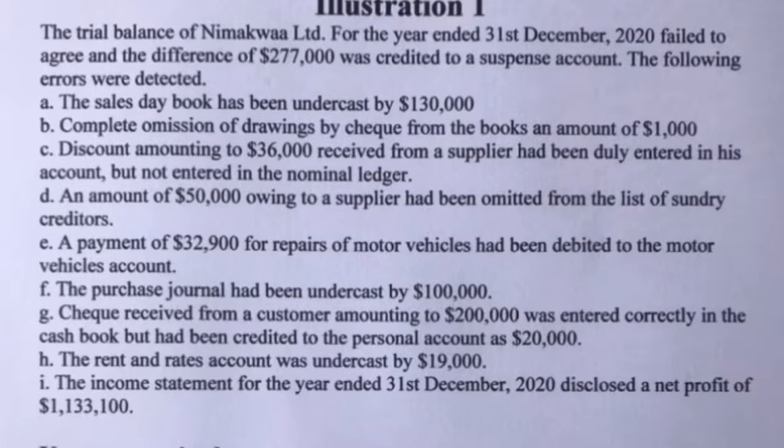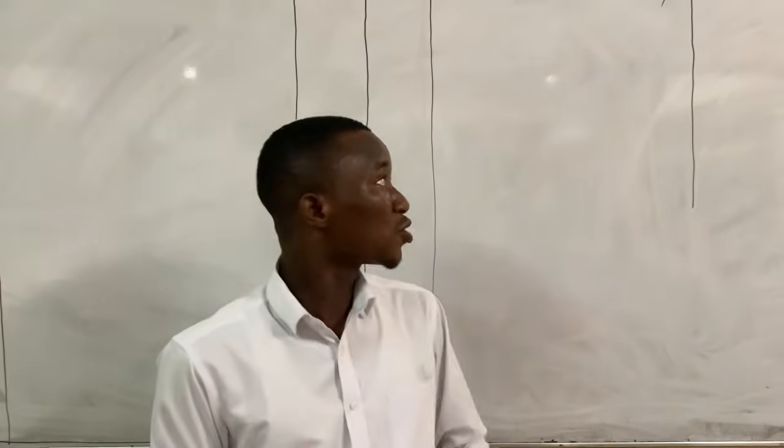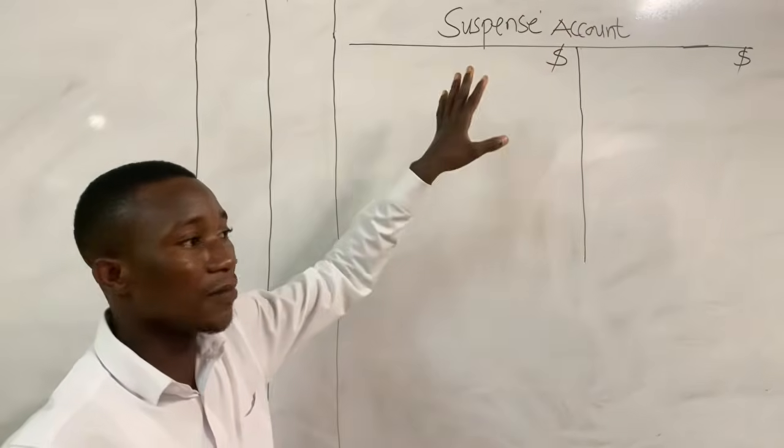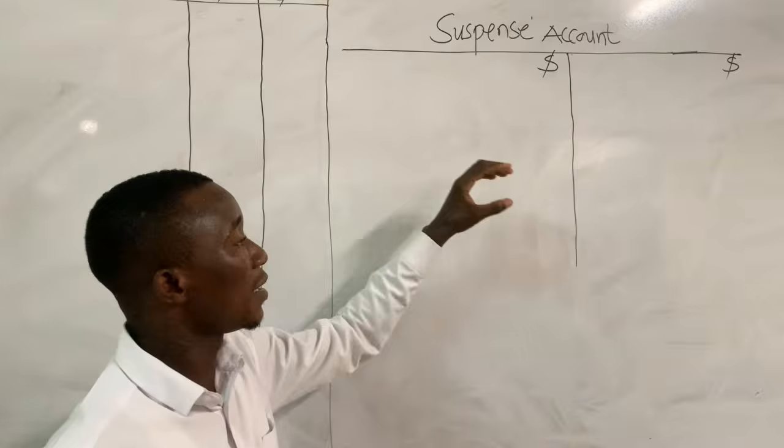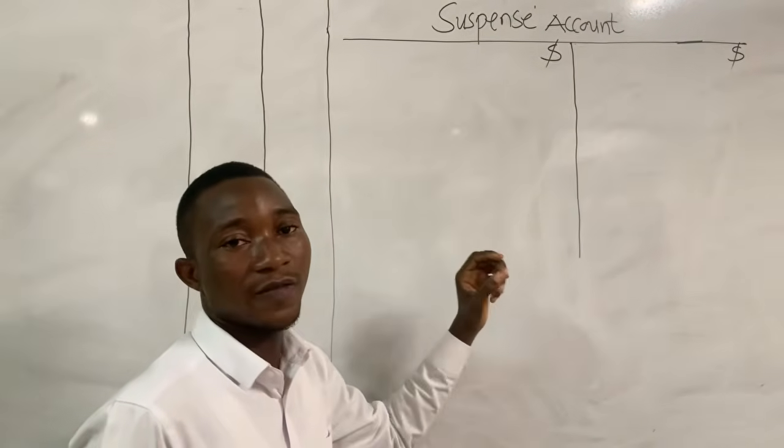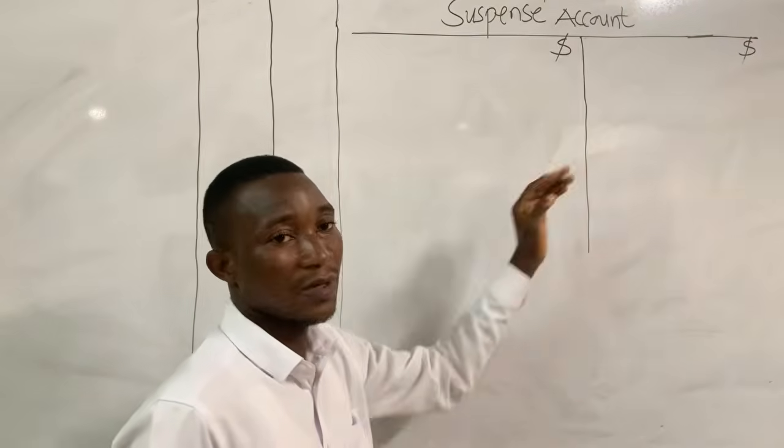From the first part of the question, they say that the trial balance of Nimapa Limited for the year ended 31st December 2020 failed to agree, and the difference of $277,000 was credited to a suspense account. They are saying that the trial balance failed to agree, and it has been placed at the credit side of the suspense account. Because the trial balance has failed to agree, the credit side of the trial balance was short of an amount of $277,000, and it has been placed in the suspense account.